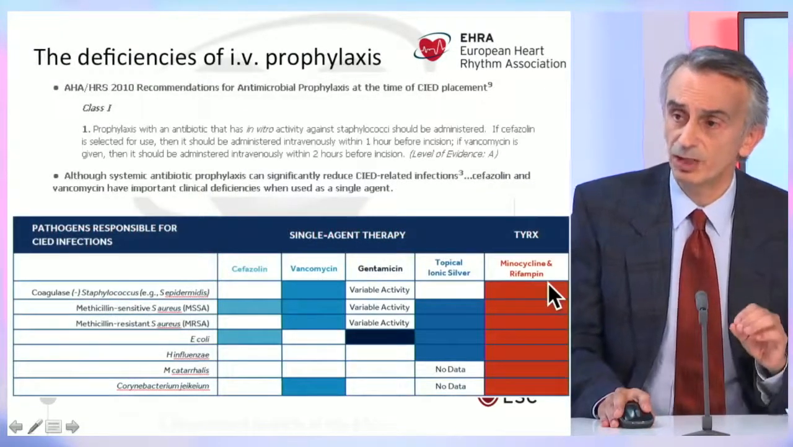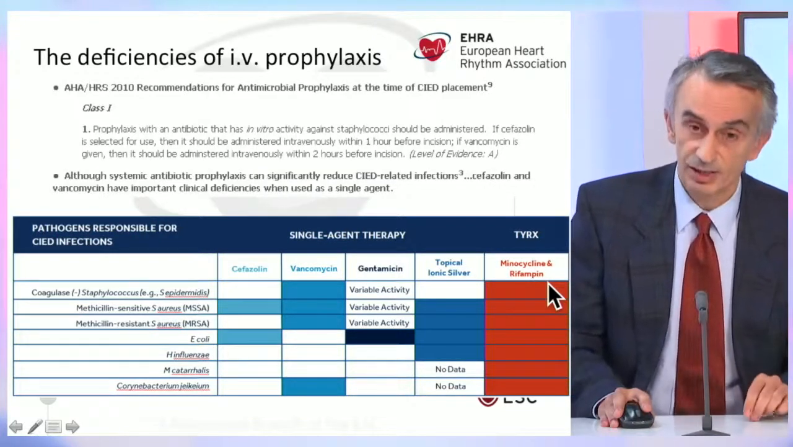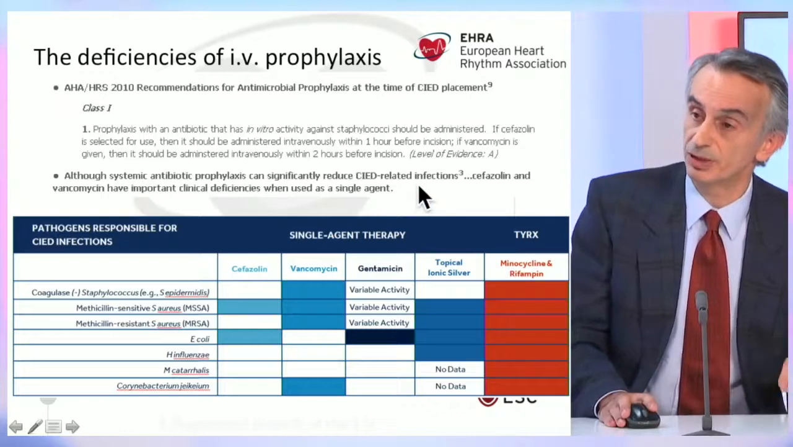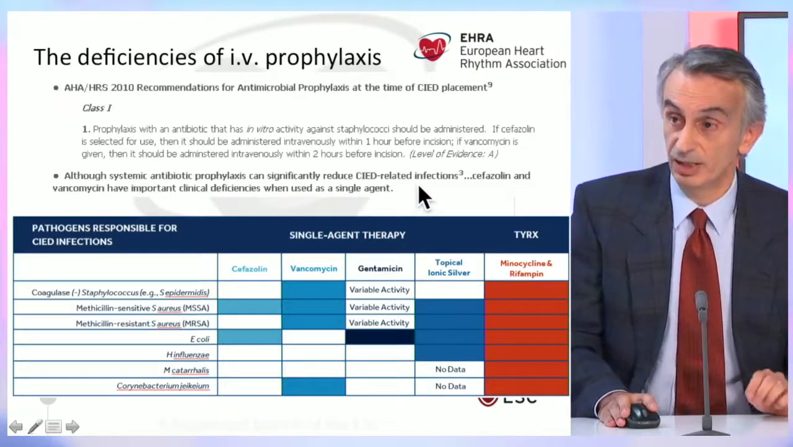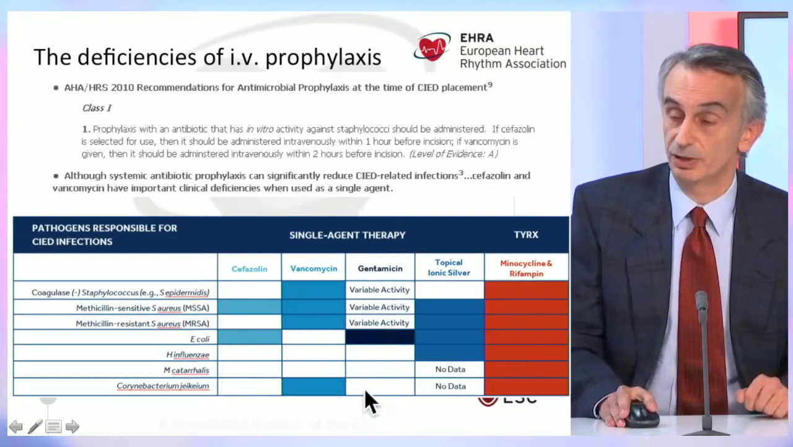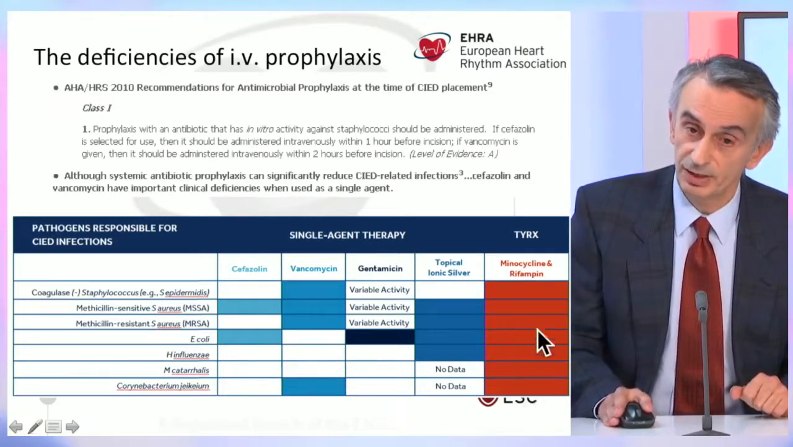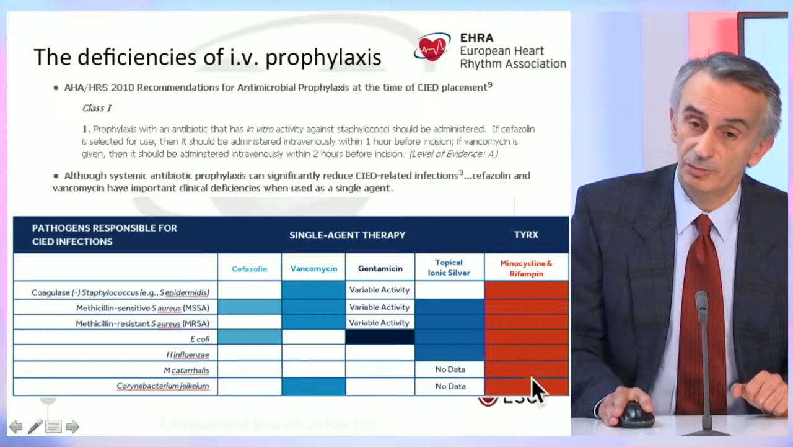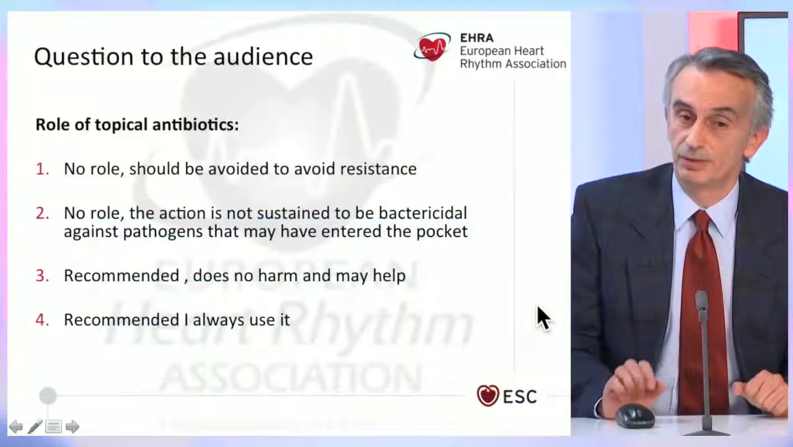Anyway, this points out the deficiencies that we have in our guidelines, and the deficiencies that antibiotic agents have to be prophylactically active against some species of pathogens that may colonize the pocket. Whereas in the pocket, we have animal data that tells us that the combination of minocycline plus rifampin is really helpful and bactericidal.